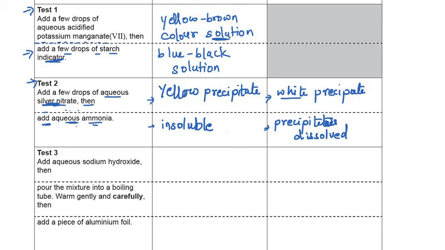So this is how we are going to write the observations in 2 different rows with proper writing. Solubility we have to write in the next partial column, and the first observation has to be written in the top row. So now let's go ahead with test 3.